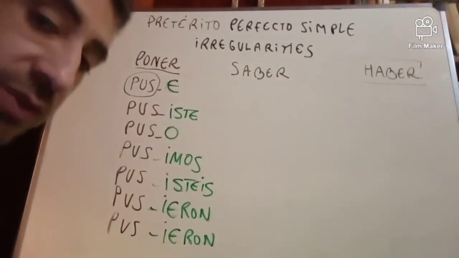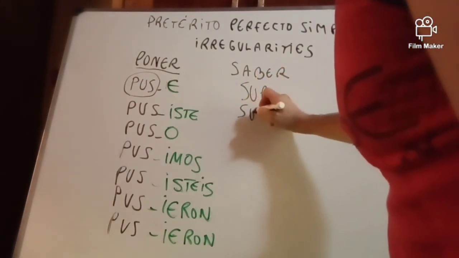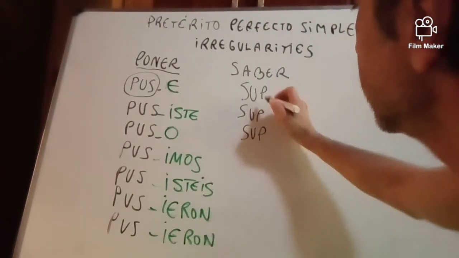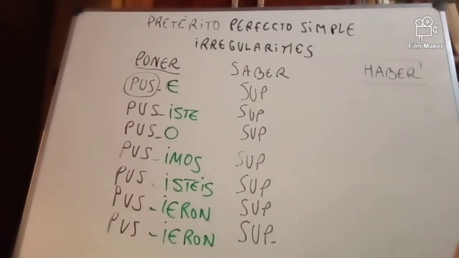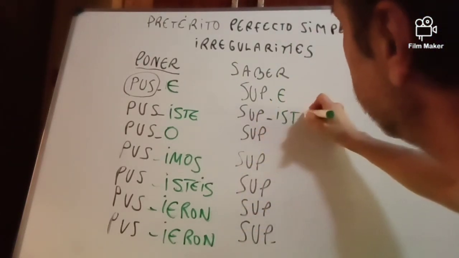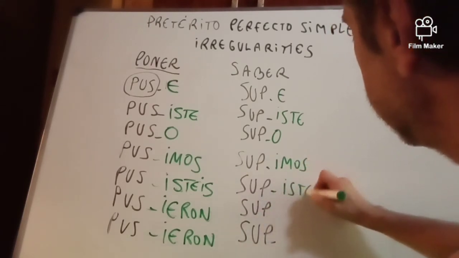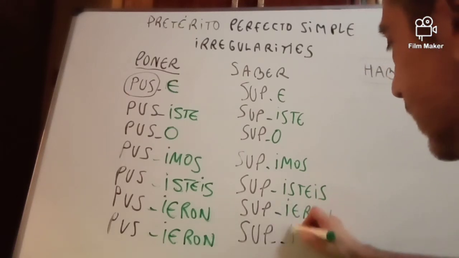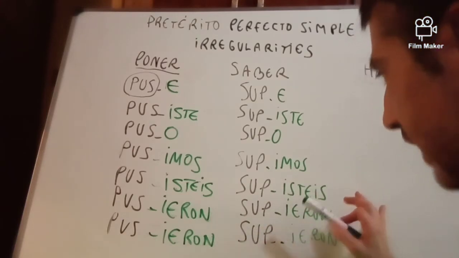Let's see what happens with saber, to know. So as I told you, the root will be sup. Like the soup we drink, I hate soup. Sup, sup, sup, sup, sup, sup, and sup. Again, let's see the endings. Supe, yo supe, I knew. Tú supiste. Él, ella supo. Nosotros, nosotras supimos. Vosotros, vosotras supisteis. Ellos, ellas, ustedes supieron. As you can see, the endings are identical, exactly the same.